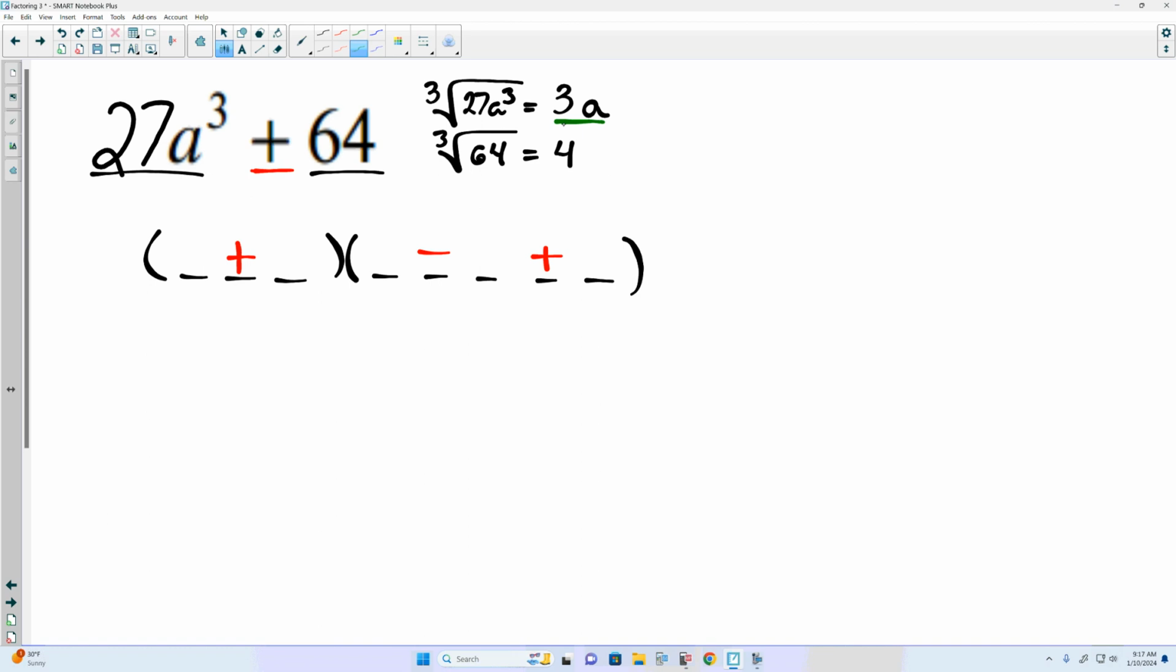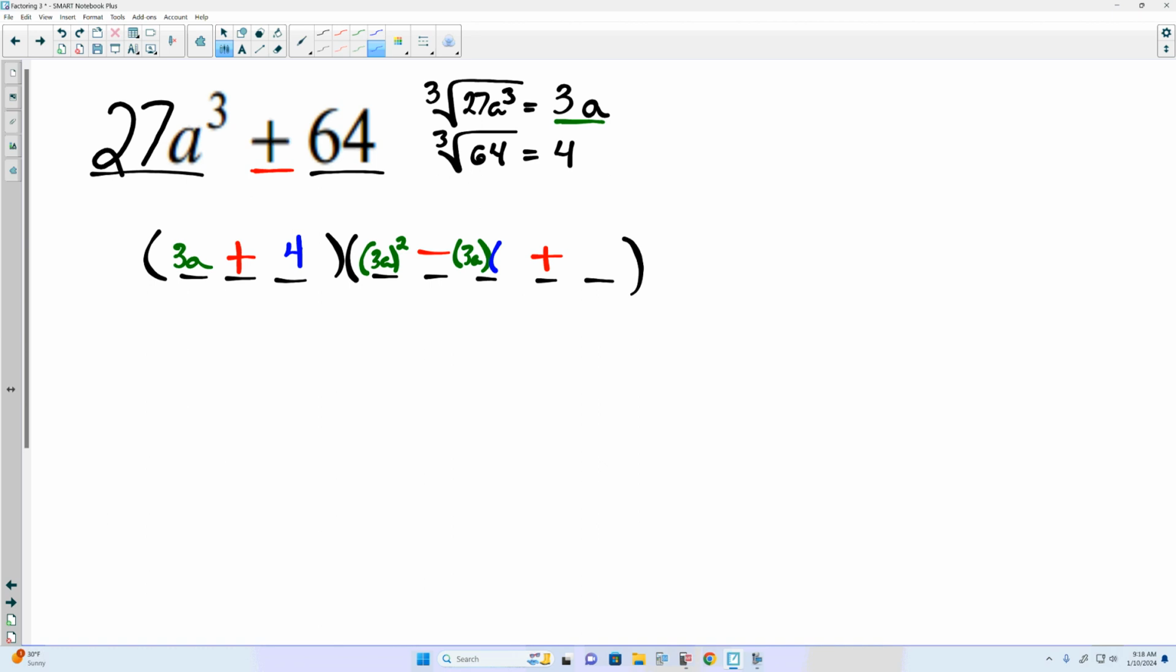Now for our first spots, we're looking at 3a instead of just a single variable. So our first spot would be 3a. Then on our other spot, we would indeed have 4, our second term. Then the first spot in the bigger one would be 3a squared. Then we'd have 3a to the first, or just 3a. And then the last one, we don't really write it, but it would be 3a to the 0 power, which would be 1, so we don't have to write that in.